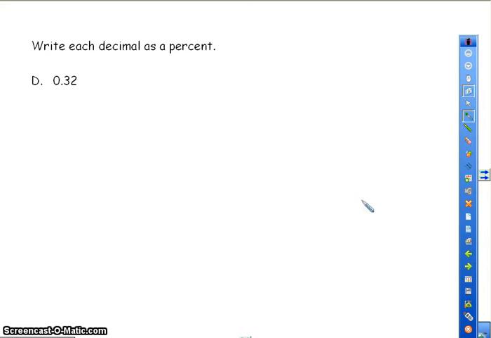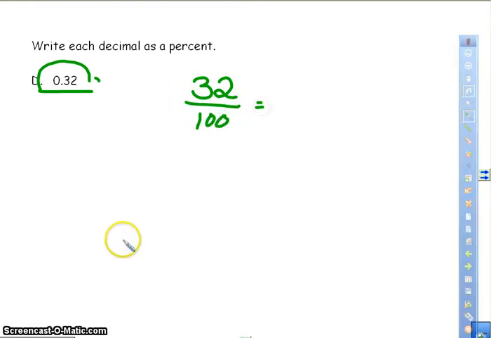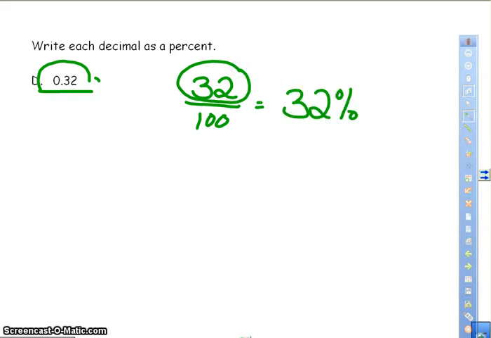Now we're going to write each decimal as a percent. If I say this out loud, that is 32 hundredths. So I'm going to put 32 over 100. I got lucky for this particular problem. And since 32 is being compared to 100, that's my percent. 32%. Make sure you're putting that percent sign. 32 is very different than 32%. Seeing how these are equivalent to one another, we know that 32% is not the same as 32. It's the same thing as 32 hundredths, which obviously is much smaller than 32.